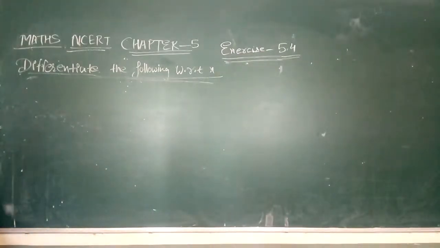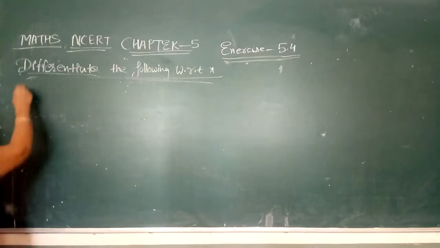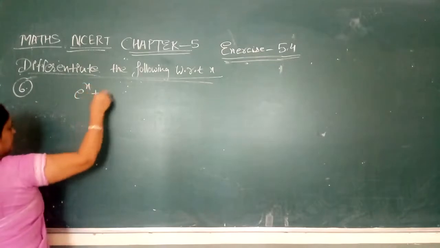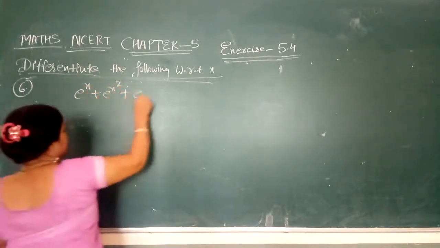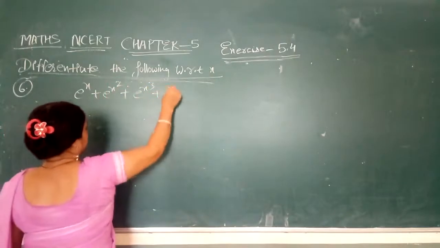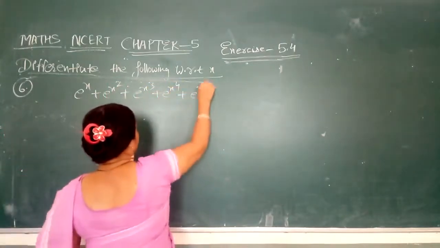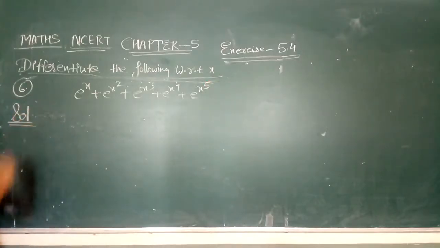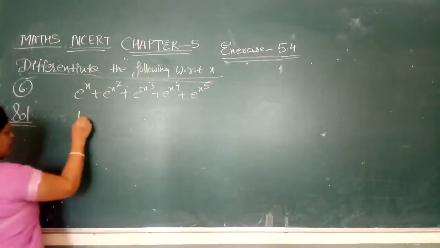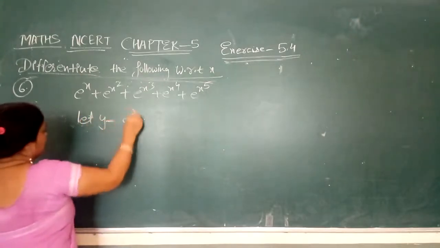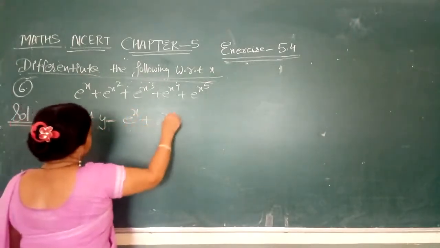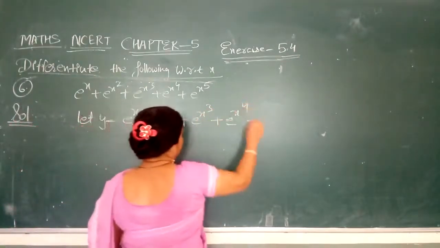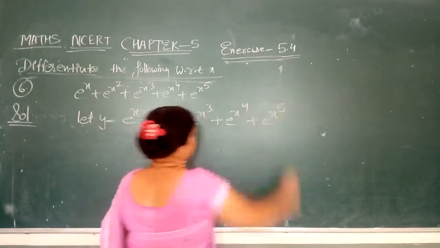e^x + e^(x²) + e^(x³). Yes. Question number 6. Question number 6 is e^x + e^(x²) + e^(x³) + e^(x⁴) + e^(x⁵). So let us start the solution of question number 6. In the sixth question, let y = e^x + e^(x²) + e^(x³) + e^(x⁴) + e^(x⁵).